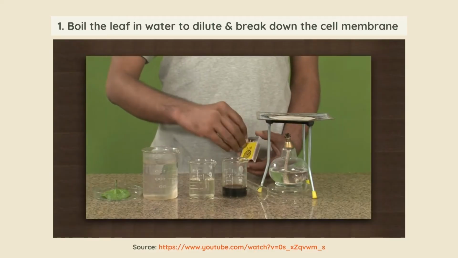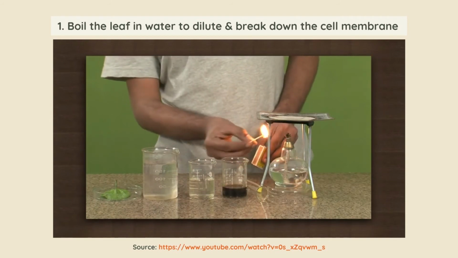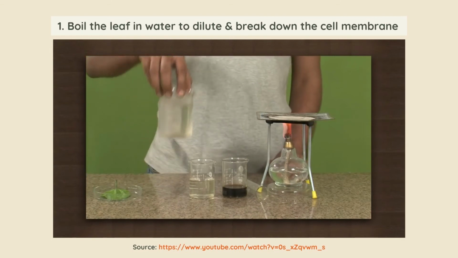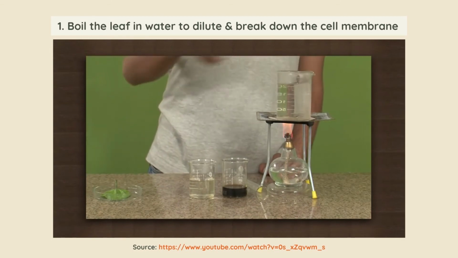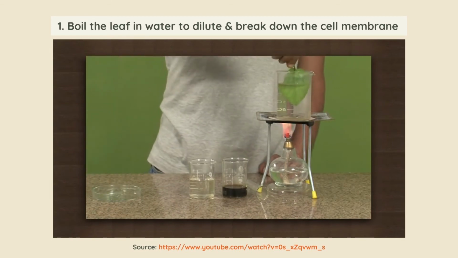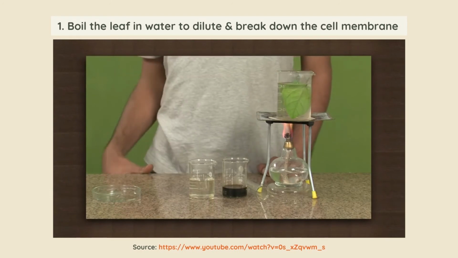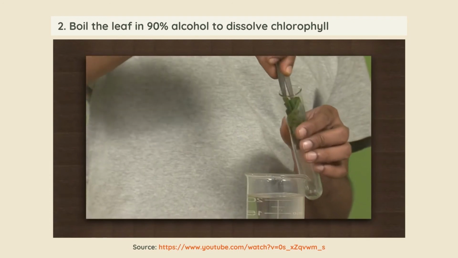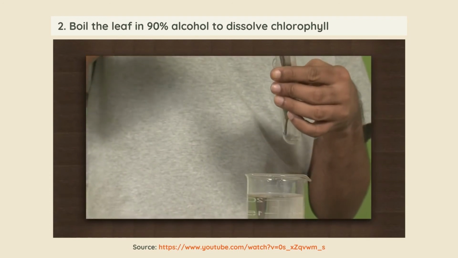The first thing that you have to do is to boil the leaf in water using a beaker. The purpose of this step is to dilute and break down the cell membrane and stop a chemical reaction from occurring. After the leaf withered, then we have to remove the chlorophyll from the leaf.